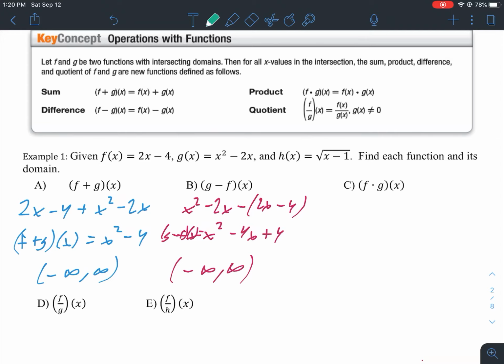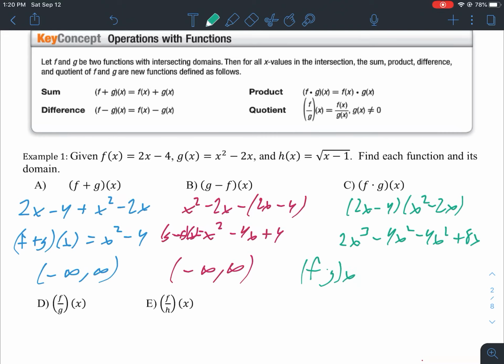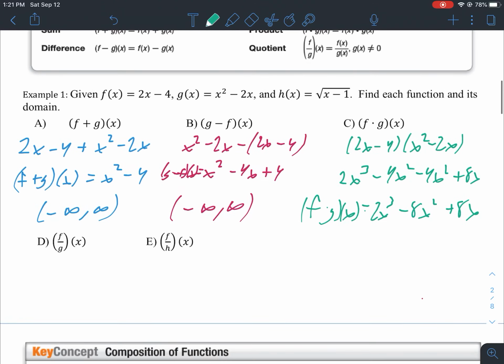Third one, f times g. Distribute that out. We get 2x cubed minus 4x squared minus 4x squared plus 8x. So that would be 2x cubed minus 8x squared plus 8x. And once again, f and g both have domains of all real numbers. So f times g of x would just be a cubic function, which would also have a domain of all real numbers.